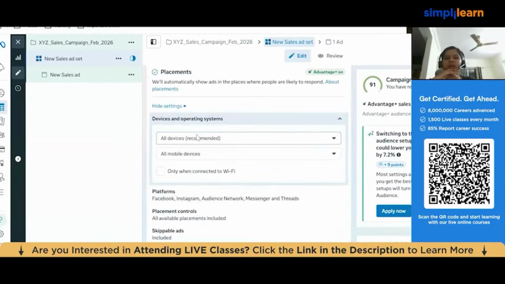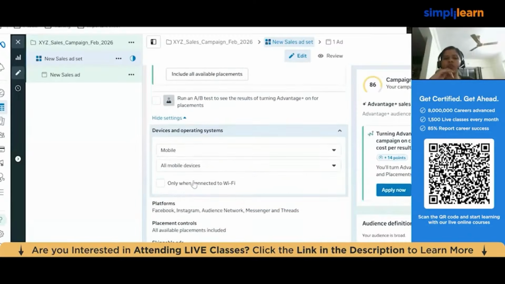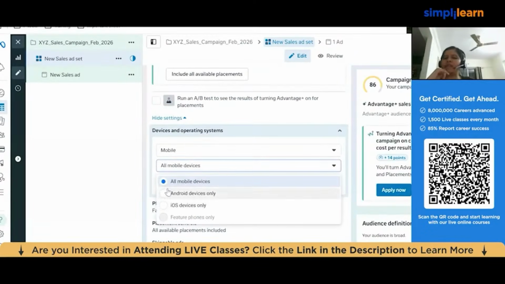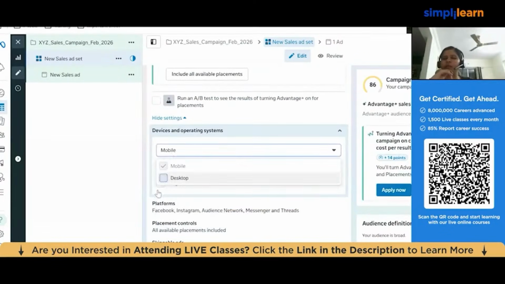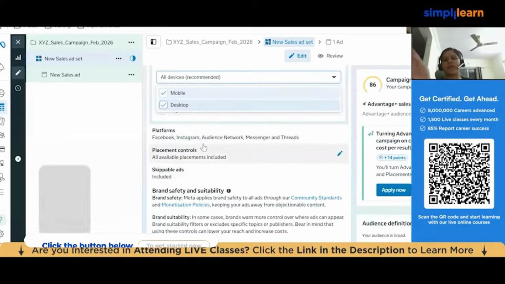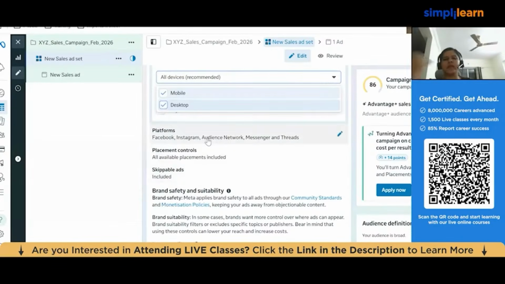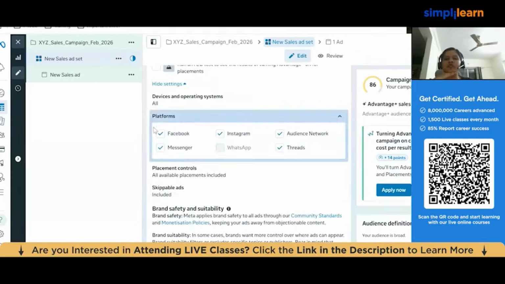Here you can choose your device. If you want to show ads just on mobile or desktop, even on mobile, if you just want to show ads to iOS devices, you can do that. It's up to you guys. If you're a premium brand, I think there are many people who prefer showing ads to audiences who use iOS instead of Android. I'm not saying Android people are not rich, but you can do an A/B test and find out for yourself. Platform, here you can choose where you want to show your ad on Facebook, Messenger.